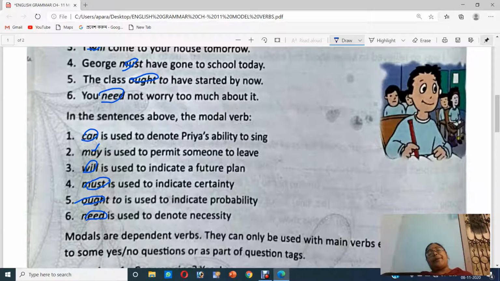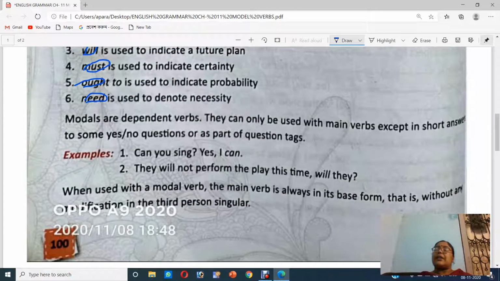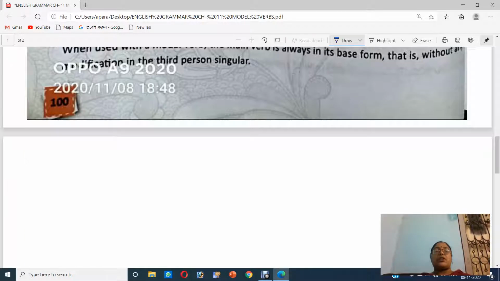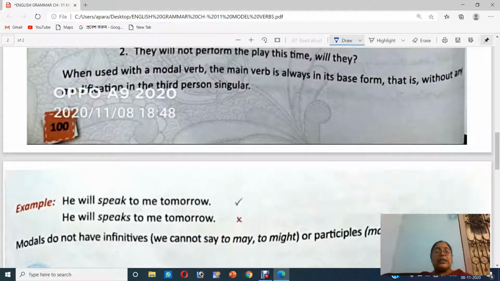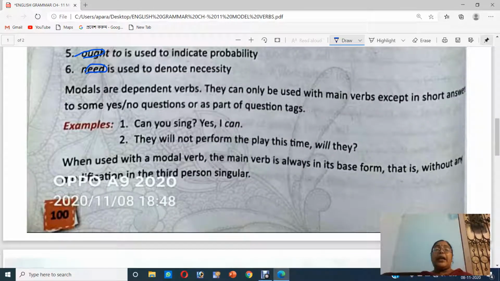Now coming down next, just see here. Modals are dependent verbs. I told you all beforehand. They can only be used with the main verbs, except in short answers to some yes and no questions or as part of question tags. So how do we use it as part of a question tag? See here, it's given here. Can you sing? Yes, I can. Here as a question, can you sing? And as an answer, yes, I can.